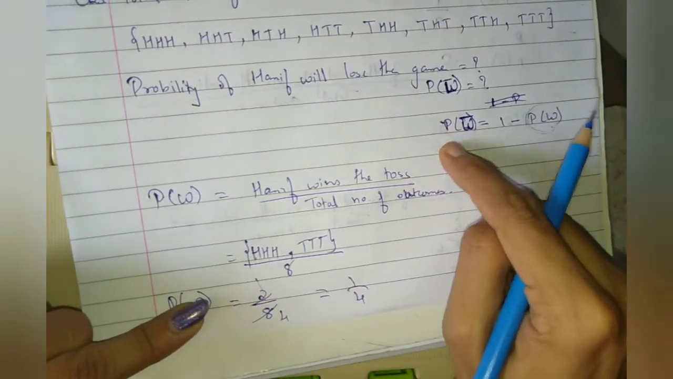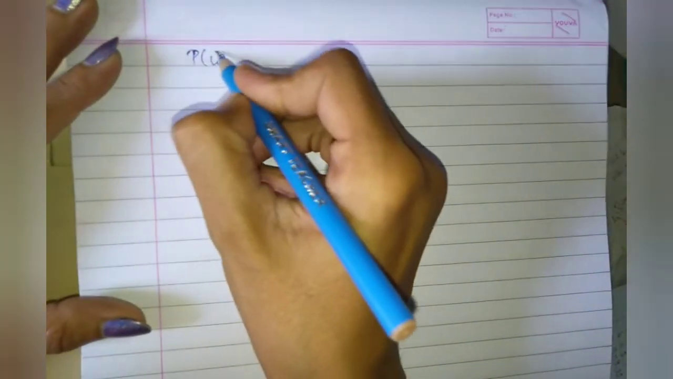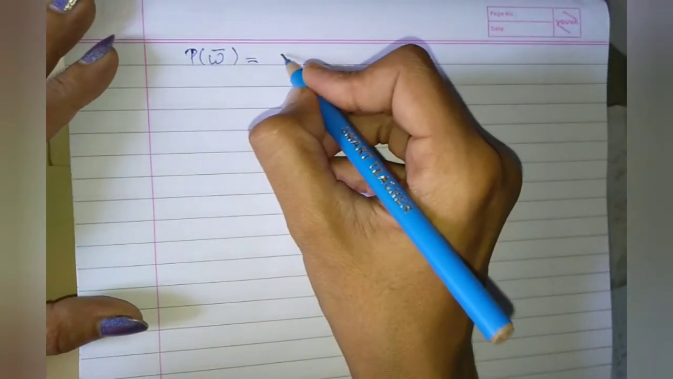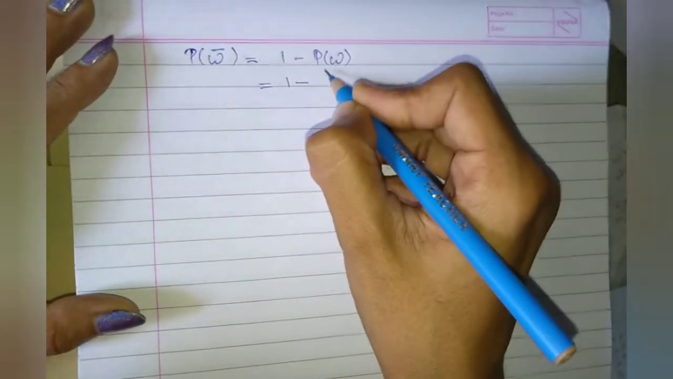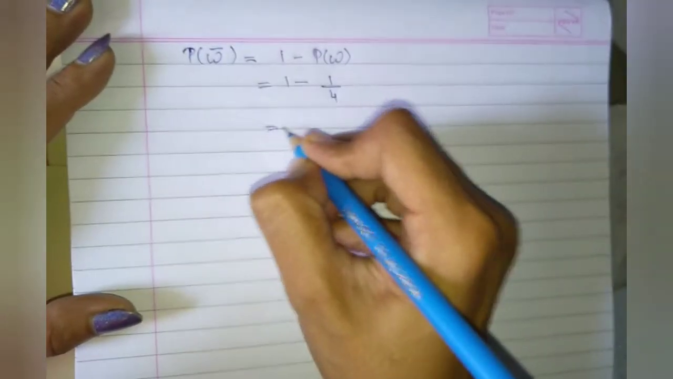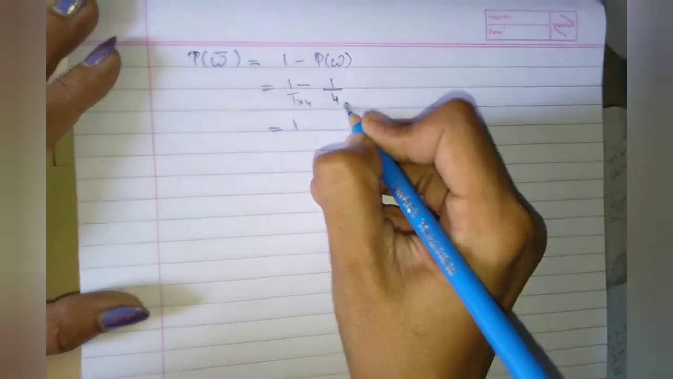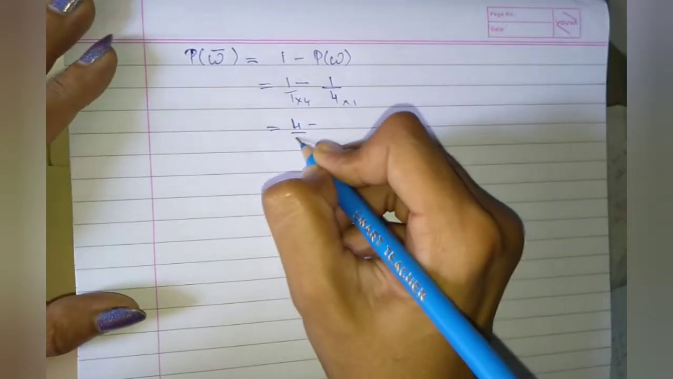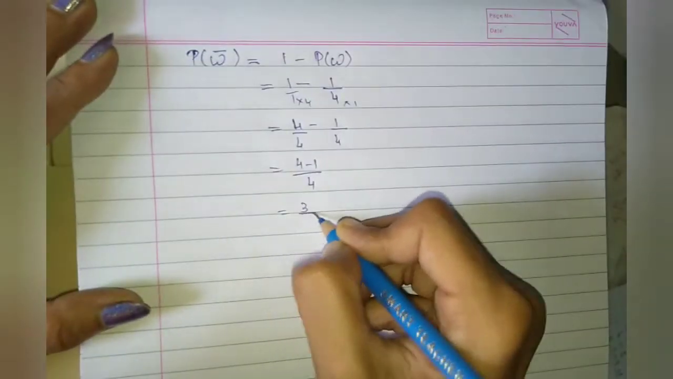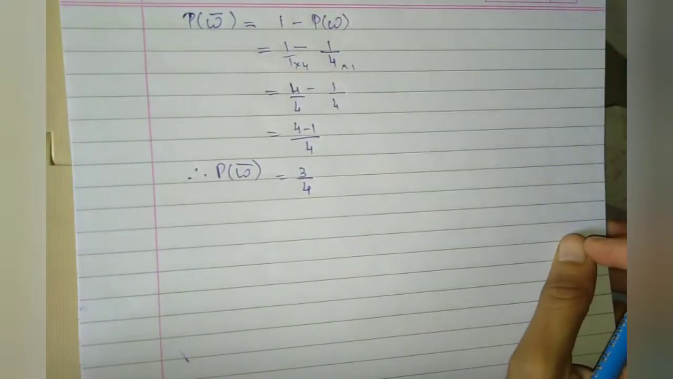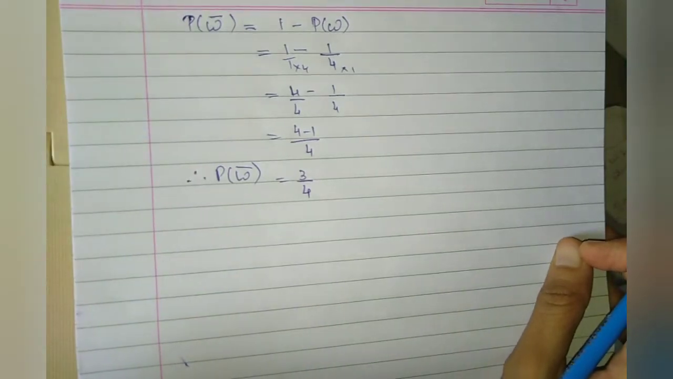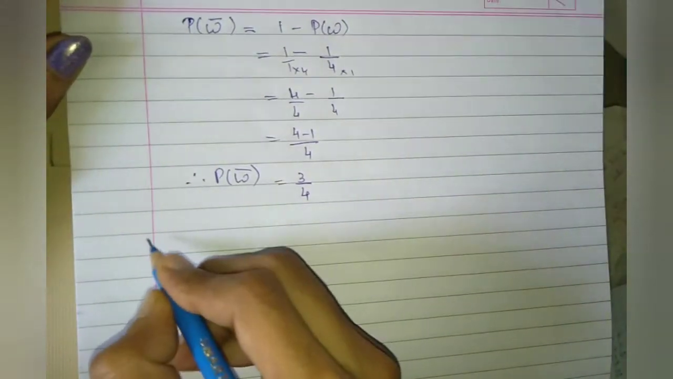Now we can easily find the probability of loss. So what we will write, PW bar equal to 1 minus PW. So equal to 1 minus 1 upon 4, equal to 4 upon 4 minus 1 upon 4, which is equal to 4 minus 1 upon 4, which is equal to 3 upon 4. So what we will write: the probability that Hanif will not win the game is 3 by 4.